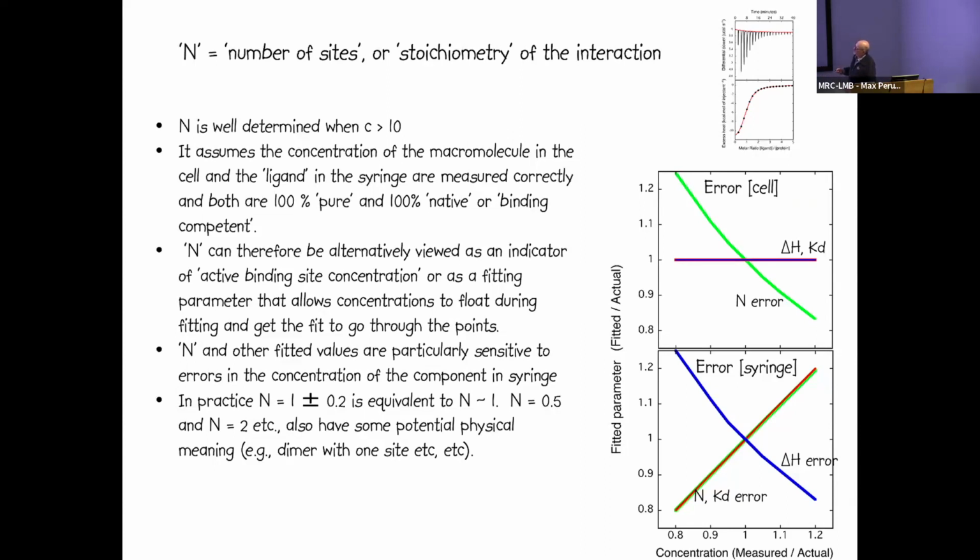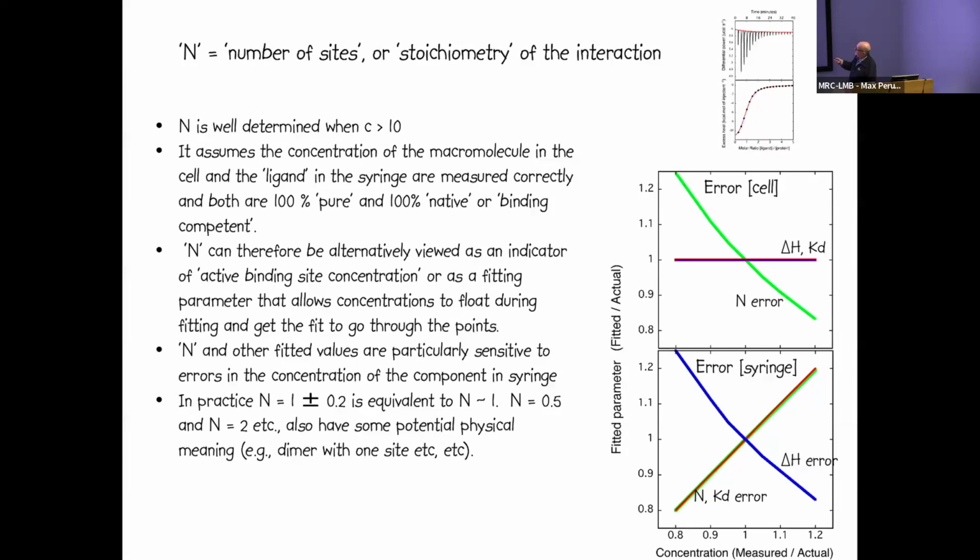The N and also other fitted values are particularly sensitive to errors in the concentration, particularly of the component in the syringe. So when you have an error in the syringe concentration, you get an error in the stoichiometry, but also an error in the KD and the enthalpy.